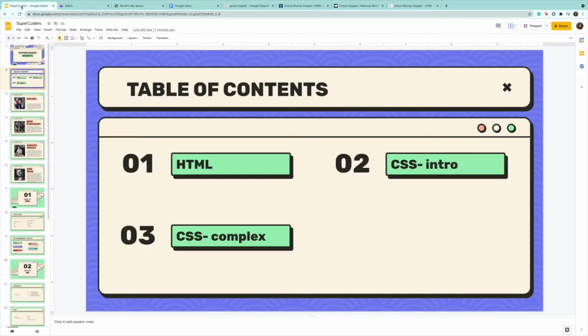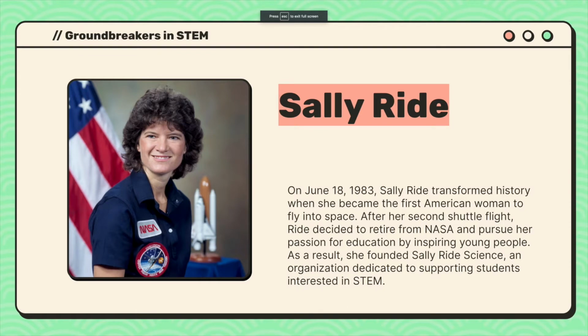So let's learn about some of these women that we can make our website about. Now first, we have Sally Ride. Now who's heard of Sally Ride? For those of you who have, she's the first American woman to fly into space. Not only did she break boundaries up above in space, she's also breaking boundaries down here on Earth, because after her second shuttle flight, she decided to pursue her passion of promoting education for young people in STEM. In fact, she founded Sally Ride Science, an organization dedicated to supporting students interested in STEM.